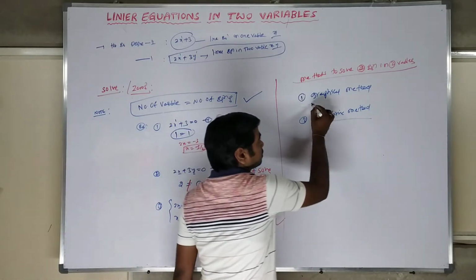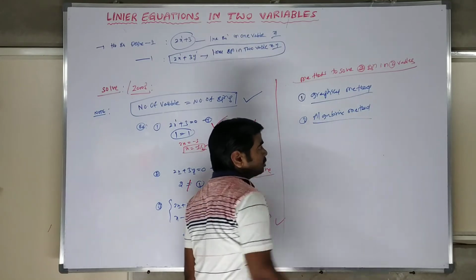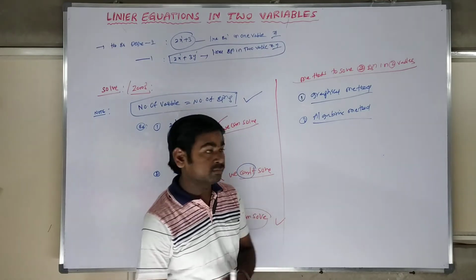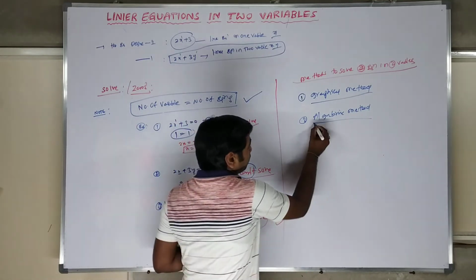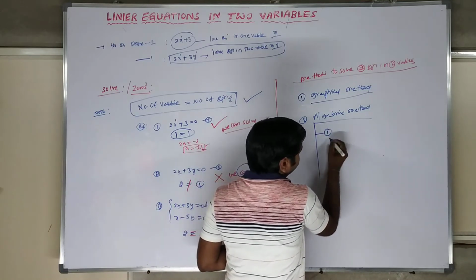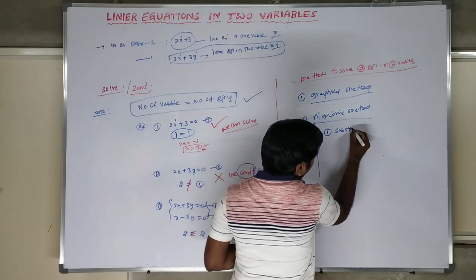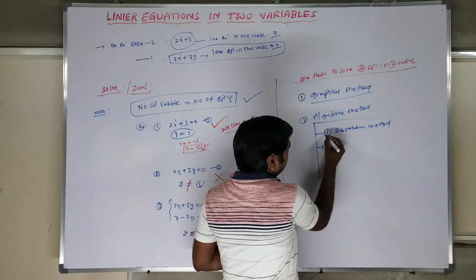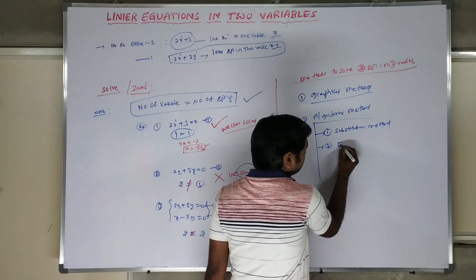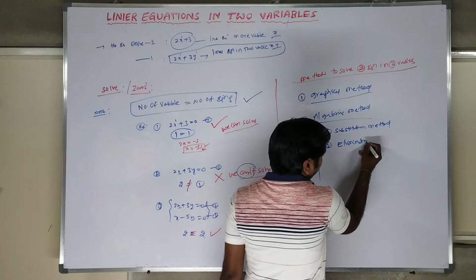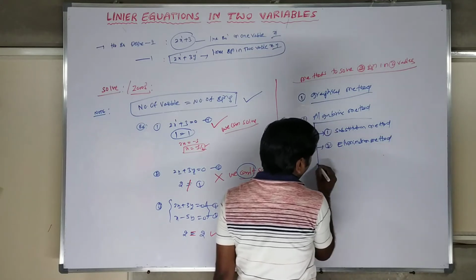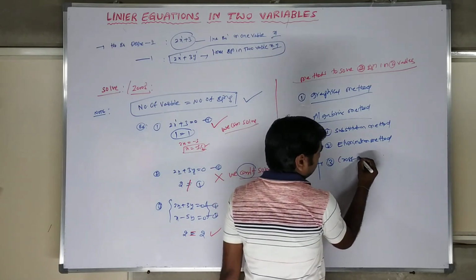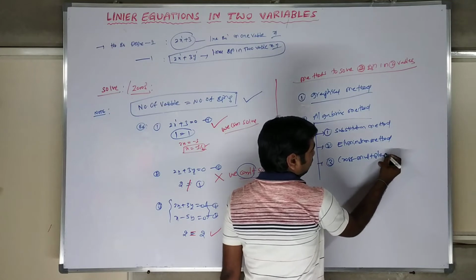For the graphical approach, I will explain only one method, but the way of solving in the algebraic method depends on three different subtopics. Number one is called the substitution method. Second is the elimination method. Third is the cross multiplication method.